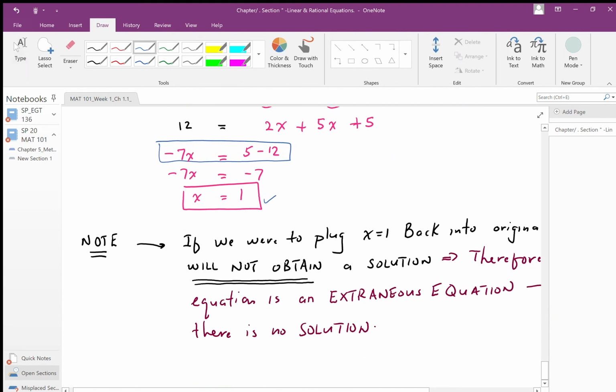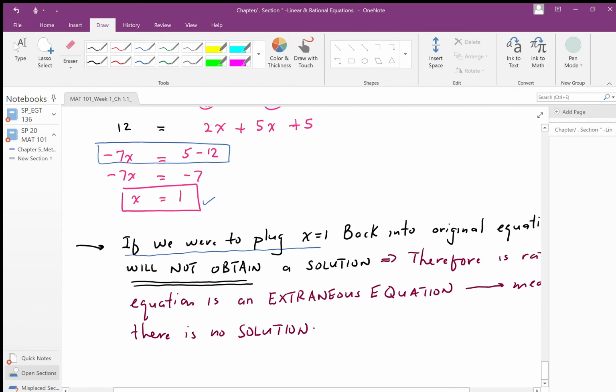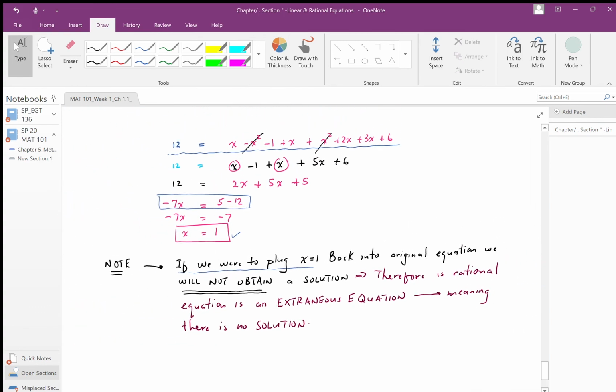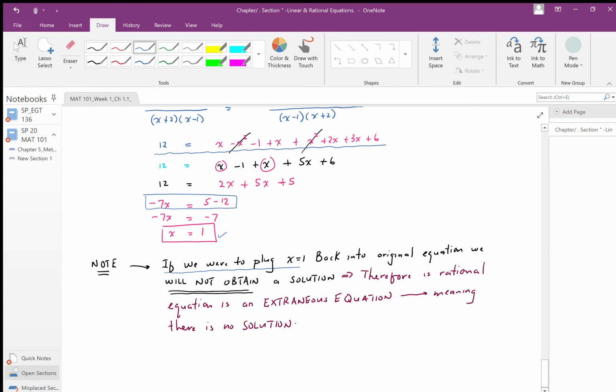Now, the interesting part about this is when you plug this back into the original equation, you're not going to get a solution. Therefore, this rational equation is extraneous. It's an extraneous equation, meaning there is no solution.